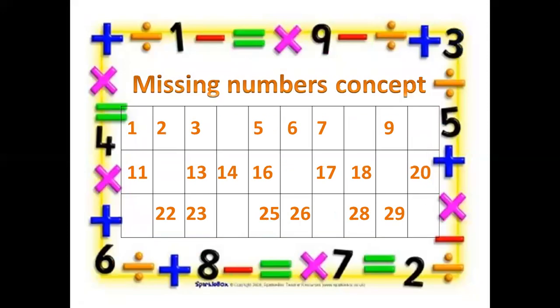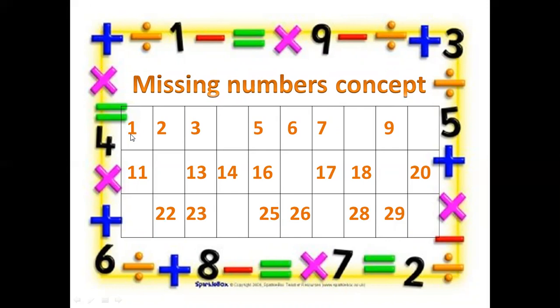Now, our next topic of today's lecture is the missing number concept. We have just revised our numbers. Now, some numbers are given and some are missing. You will read them and fill the blanks correctly, because you have just learned counting from 1 to 90. You are able to do this missing number activity.